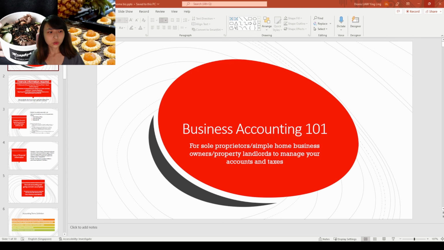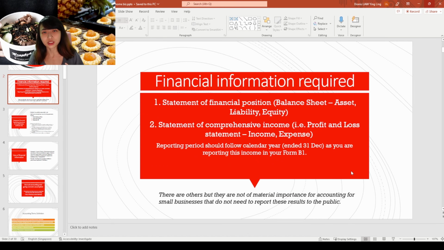Okay, so let's go. Business accounting 101. It's for sole proprietors, simple home businesses, or property landlords to help you manage your accounts and taxes. So basically this is a simple introduction to financial accounting, but it's much more simplified so that it's easier for a layman to understand.